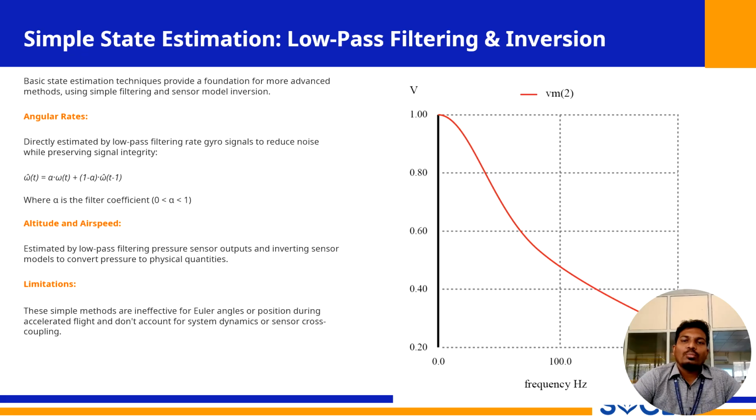Furthermore, this simple technique doesn't account for system dynamics or sensor cross coupling. They treat each sensor in a vacuum with no knowledge of the underlying physics of the aircraft. This is a major drawback and is the primary motivation for most advanced dynamic observer theories that we will discuss next.